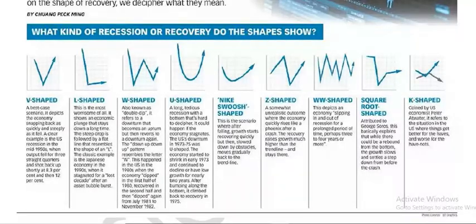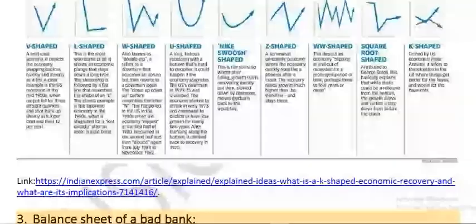The W-shaped recovery is for a more unstable economy, with more fluctuations, as you can see in Middle East economies. These types of W-shaped recovery can be seen, and also the U-shaped recovery, the Nike-shaped recovery with an increase in the economy, the Z-shaped recovery, and the square root shaped recovery. So this is the K-shaped recovery. That is, a few sectors are moving upwards and a few sectors are moving downwards. So these are the kinds of recoveries based on the graphs provided.